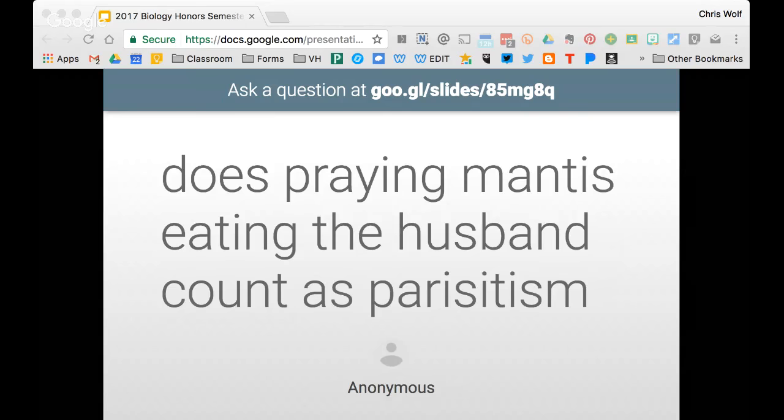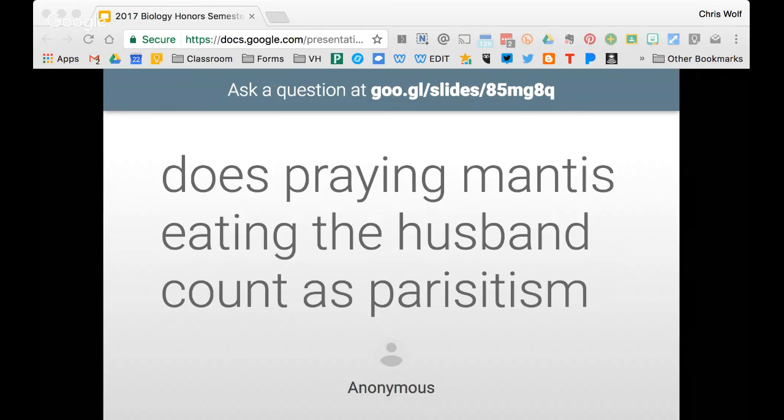Does a praying mantis eating a husband count as parasitism? I would say no. I don't know if I'd quite call it mutualism. It's not two different species, though, so I wouldn't call it actually a symbiotic relationship at all. The interesting thing about this is that the praying mantis husband provides nutrition to the female to ensure her eggs will be laid. So that's the actual evolutionary reason for that.